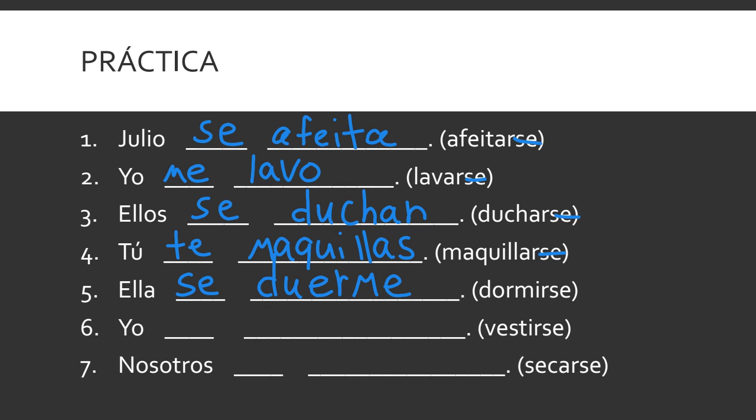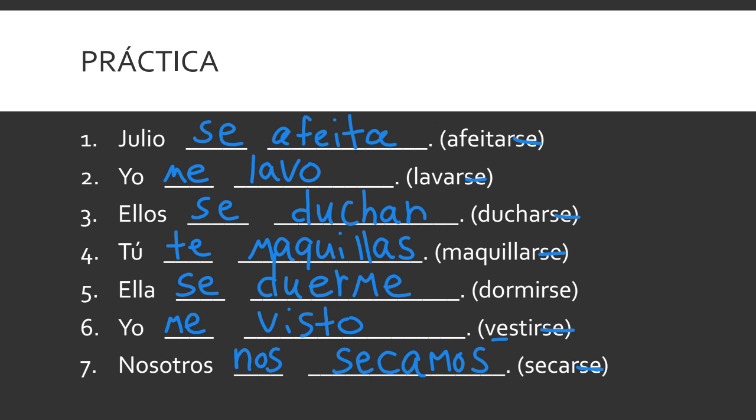Number 6, yo vestirse. Now, this is important. Keep in mind that vestirse is an E to I stem changer, so we don't want to forget that. But let's start with the end. Take off the se and put the me. So yo me. We'll do our stem change, and then we add our O on the end. So yo me visto. And then the last one, nosotros secarse. So we take our se and change that to nos. Nosotros nos. Take off the AR and add amos. So nosotros nos secamos, all right?